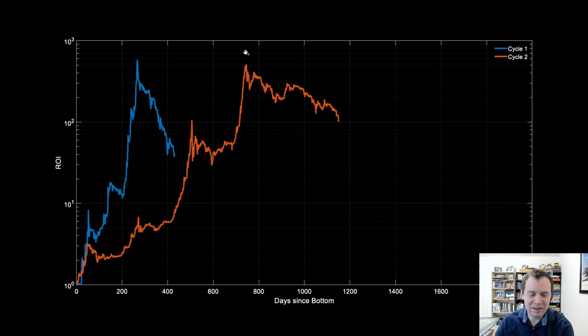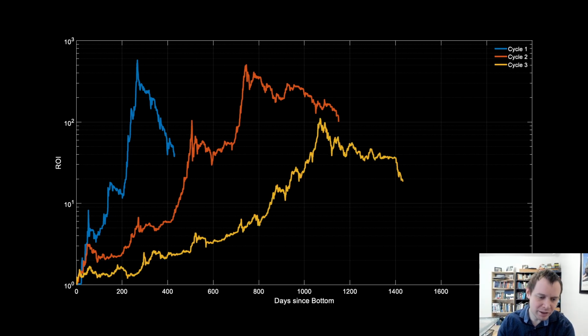And you can note that the time it took to reach the peak was longer in cycle two than it was in cycle one. This one was about a 500x, rather than a 600x, as measured from market cycle bottom. If you look at cycle three, you can see that early on, it was keeping pace with cycle two and was even ahead of cycle one. But ultimately, it could not keep pace, and we peaked several hundred days after cycle two peaked, which peaked several hundred days after cycle one peaked. And then we ultimately went into a bear market.